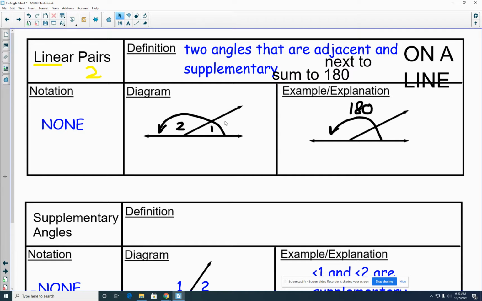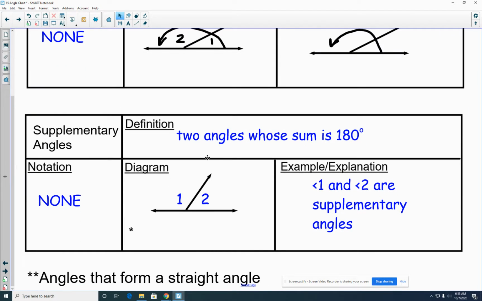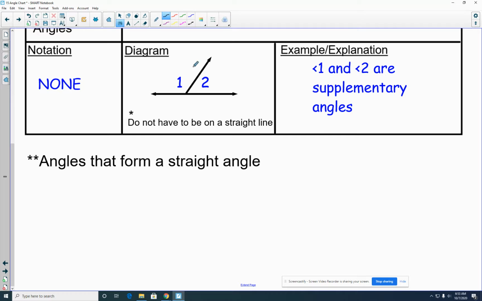So here's the difference. A linear pair is specifically two angles that are supplementary and clearly on a line. If two angles are supplementary, it doesn't mean that they have to be on a line though. It just means that they have to sum to 180. So take a look. Supplementary angles are two angles whose sum is 180. So these two angles are supplementary, but they don't have to be on a line. So think about this. I'm going to show you an example.